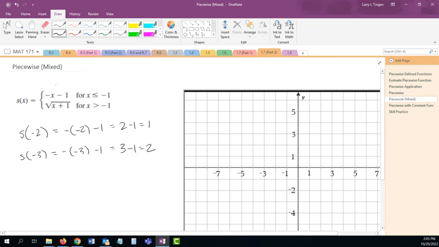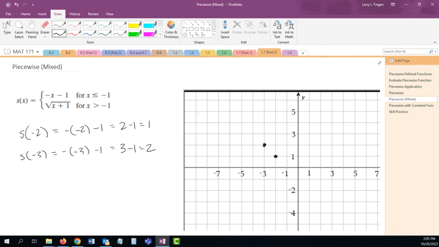All right, so let's plot those. This is linear, so I just need 2 points. I can draw my unique line. So that's -2, +1, right there, and -3, +2. All right, so there are my 2 points. The resulting function is a straight line.